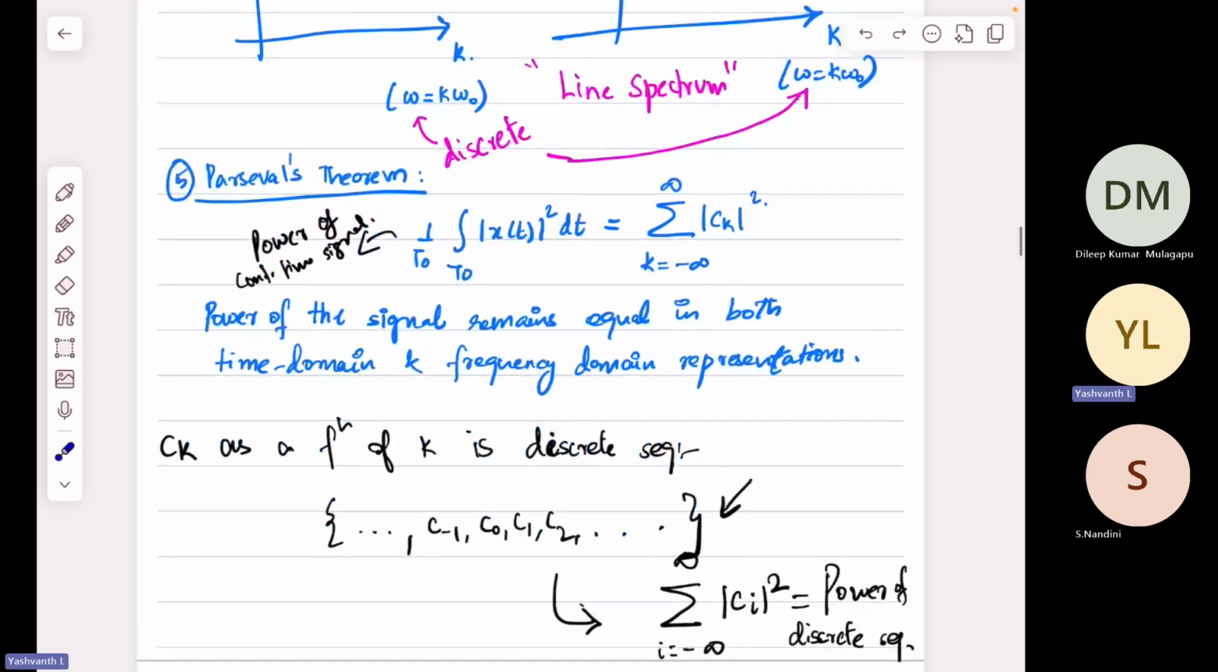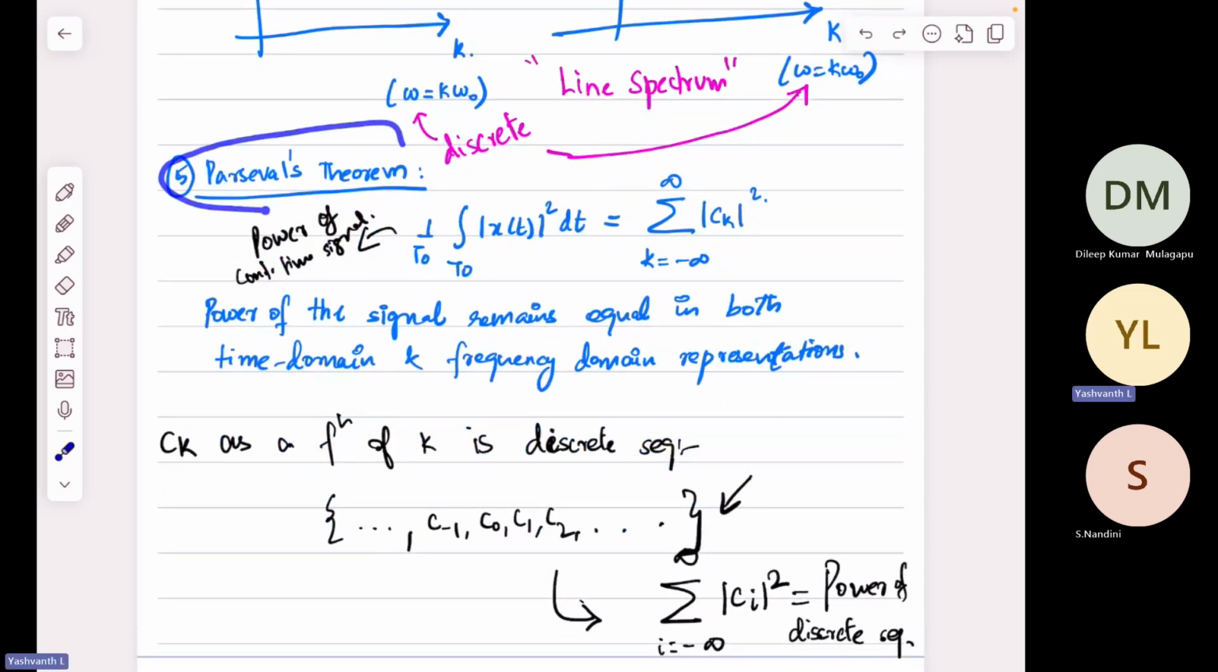Now, a very important theorem is what is called Parseval's theorem. This Parseval's theorem will come even in the Fourier transform that we will be studying next week. What Parseval's theorem says is that if you take the power of the continuous time domain signal, which is defined as 1 by T naught integral of mod x of t squared dt integrated over one time period, it equals the sum of the squared magnitudes of c_k.